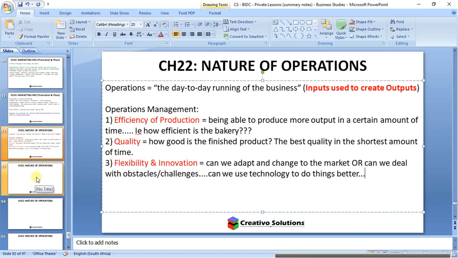New slide, new heading. Wait. You still need it. Yeah. Sorry. Okay, going a bit too quickly. Did you understand those three points? That's the key. Just remember, operations is inputs and outputs, and how efficient we are, how much quality we've got, and can we adapt and change with challenges and obstacles.